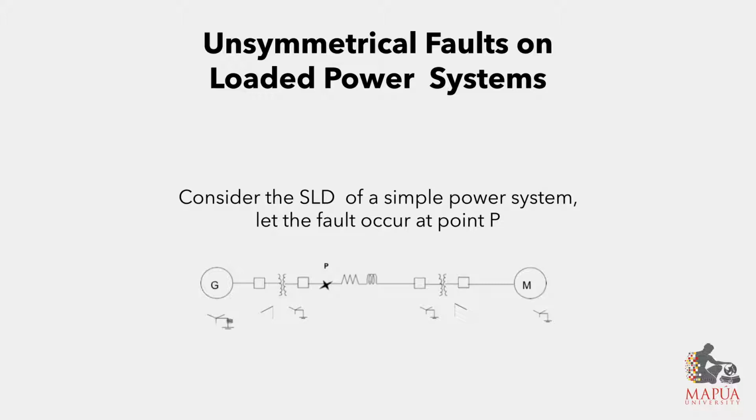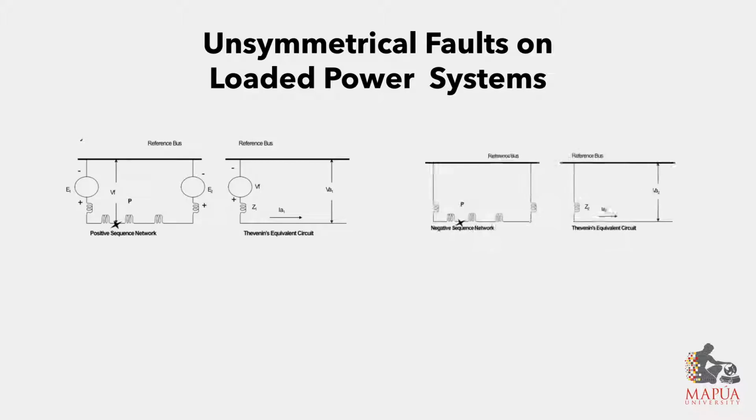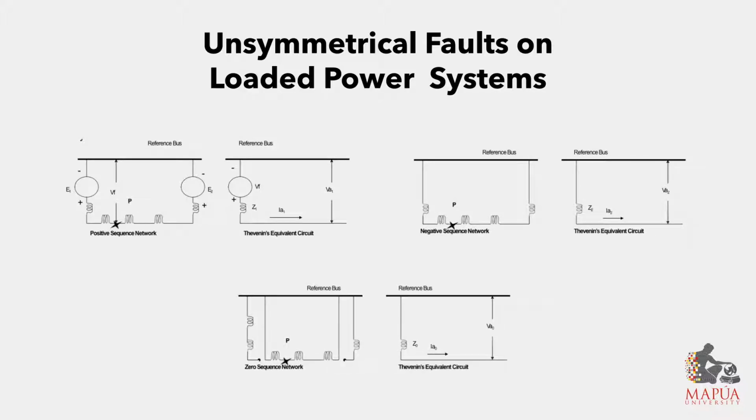Notice that the transformer on the generator side is delta Y grounded, and on the motor side is Y grounded delta. Here, let us consider the voltage at the fault point to be the potential voltage to neutral, the voltage before the occurrence of the fault. Then the positive, negative, and zero sequence networks of the system will be shown in this diagram.